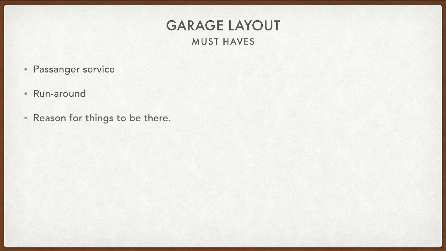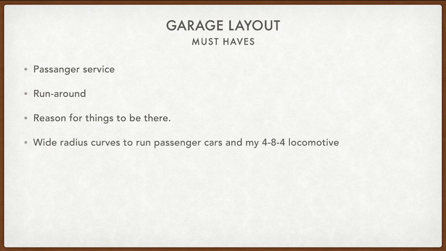Then I need a reason for things to be there instead of, well, this is nice and there it is. They need a reason. So I'm trying to plan the layout for having things there and a logical reason for them to be there. And then I have a 484 locomotive, so I need wide radius so I can run that locomotive with those passenger cars. That puts the size a little bigger than maybe I'd like, but on the other hand, I'd love to see that locomotive and those passenger cars run.